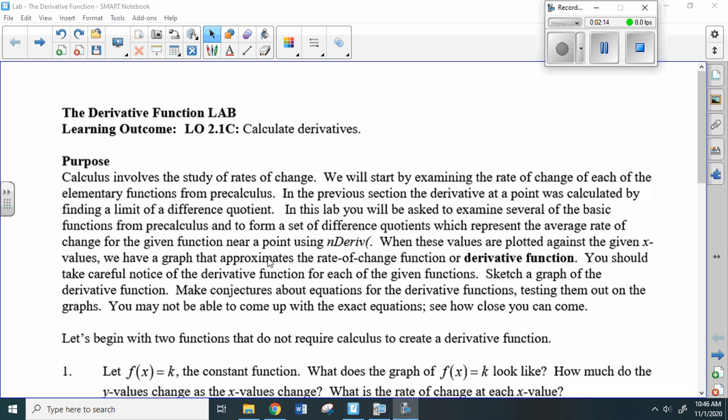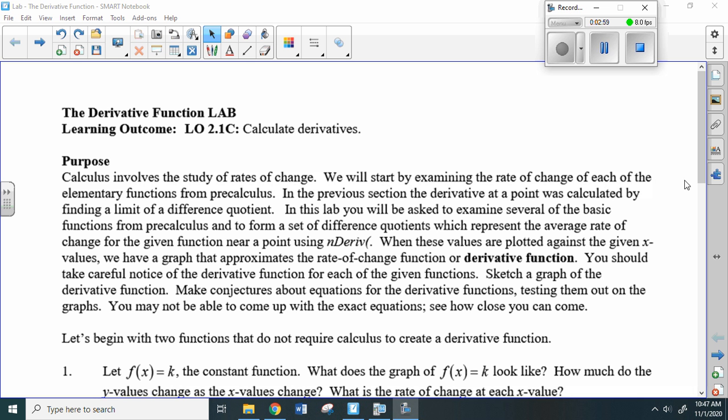You're going to make note of those and sketch graphs on your paper, so make sure you are neat and organized, because then you're going to be making conjectures, or guesses, about the equation for those derivative functions. Then you're going to test them out and adjust until you can hopefully come really close, if not figure out exactly what the derivative of each of these functions is. There are a few that you might not be able to come up with the exact equations for, but please see how close you can come.